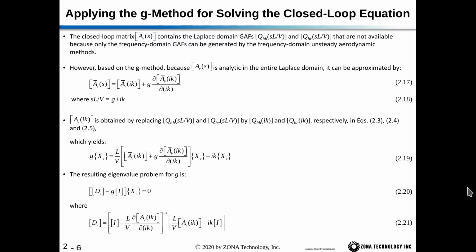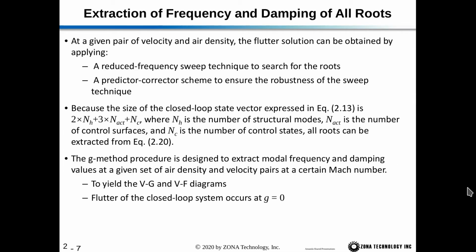Now the resulting eigenvalue problem for G is given in equation 2.20. So we have dV minus G times the identity matrix pre-multiplied by XV equals 0, and then dV is given in equation 2.21. So now we can extract the frequency and damping of all of the roots. So at a given pair of velocity and air density, the flutter solution can be obtained by applying a reduced frequency sweep technique to search for the roots, and a predictor-corrector scheme to ensure the robustness of the sweep technique.